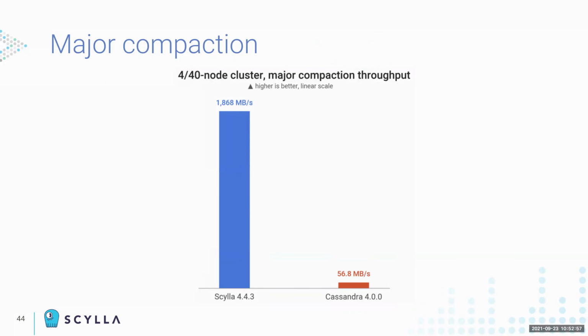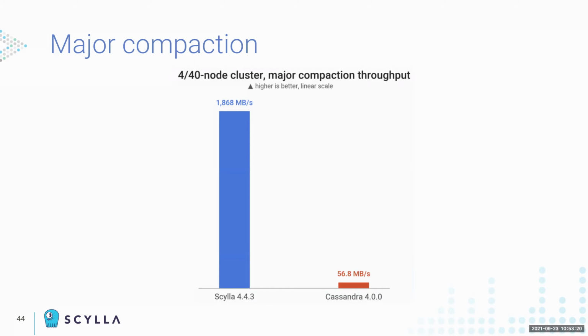Now we look at the major compaction numbers. Here they are presented in terms of throughput. So in the previous major compaction slide, when it comes to 3 versus 3 nodes, so the same types of nodes, Scylla had an advantage because of its sharded architecture.